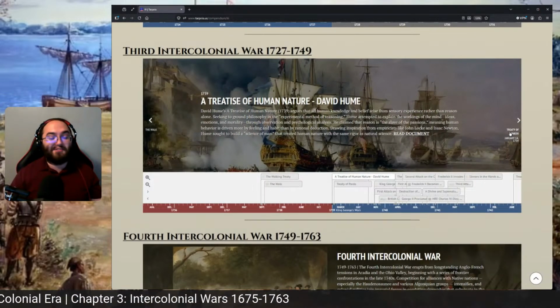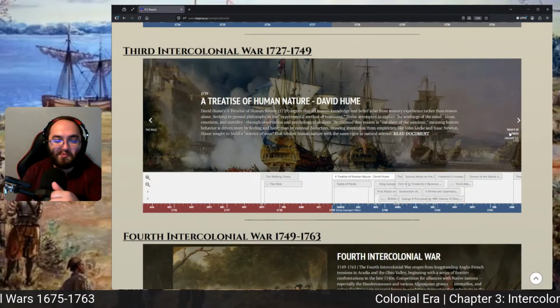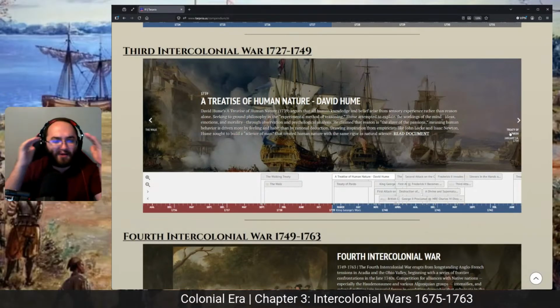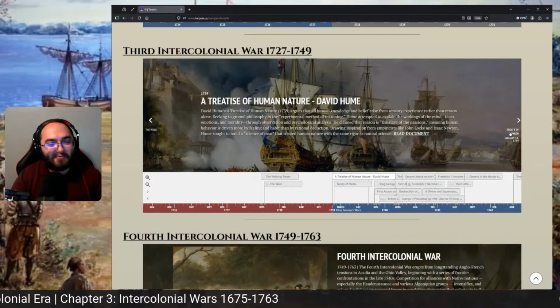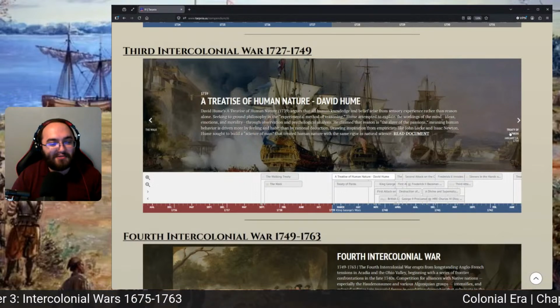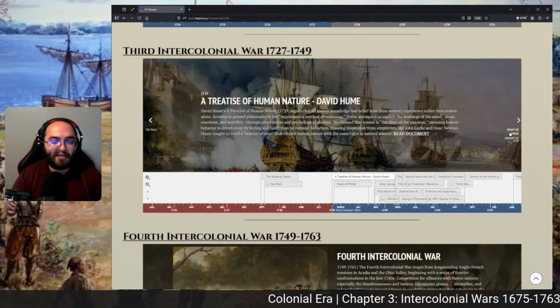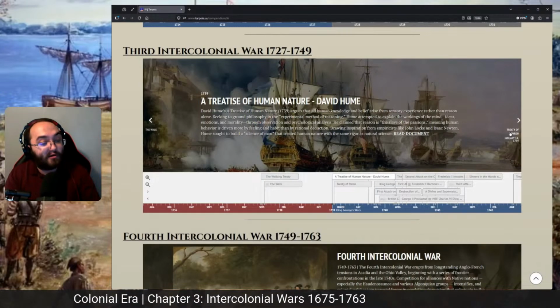Speaking of human nature, that's funny. We have A Treatise of Human Nature written by David Hume. Maybe I subconsciously thought of human nature in that last bit from after reading David Hume's A Treatise on Human Nature. And this argues that all human knowledge and belief arise from sensory experience rather than reason alone.